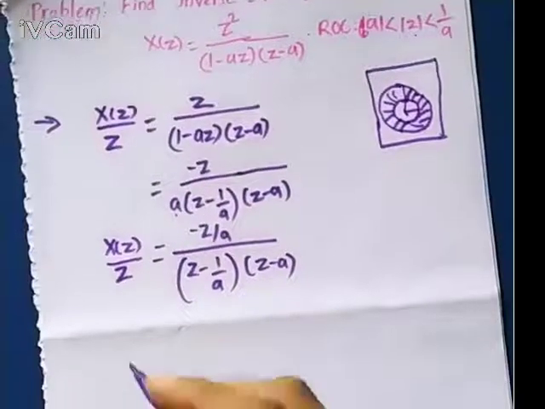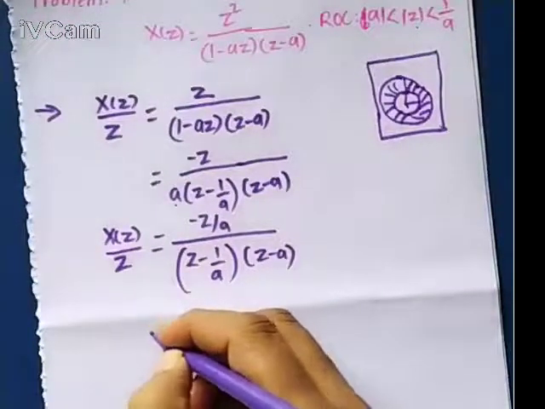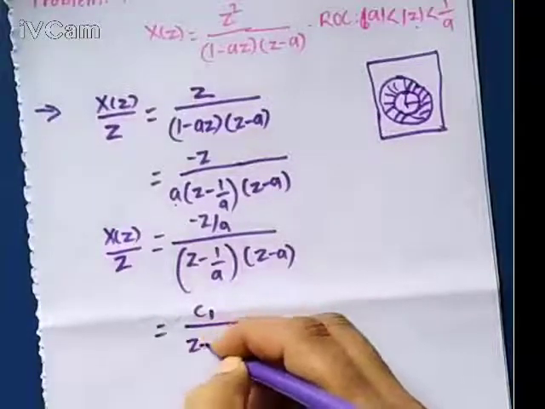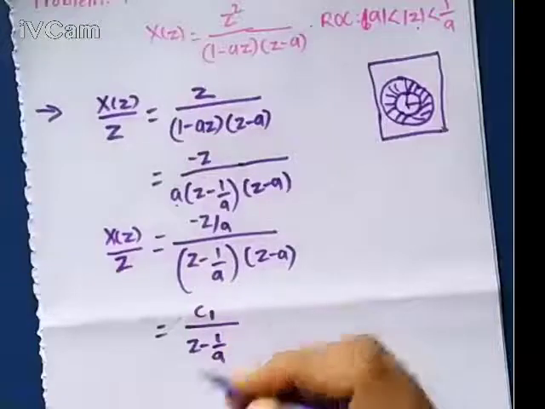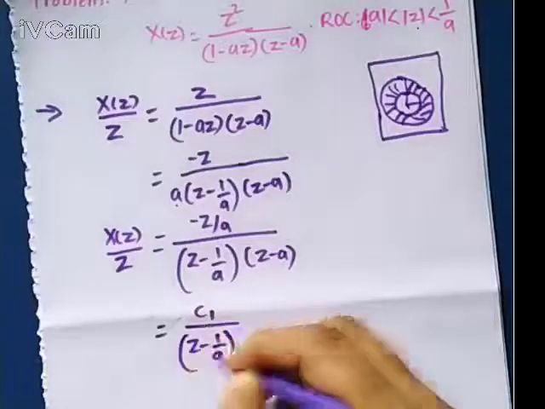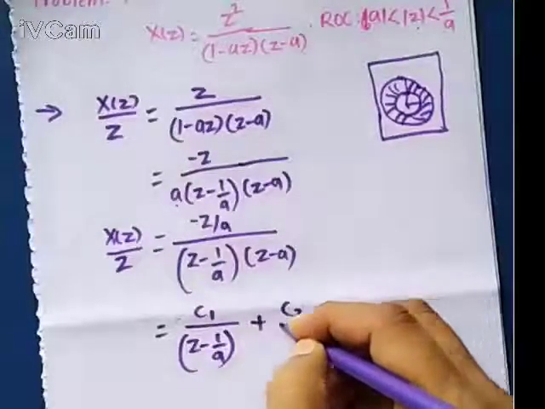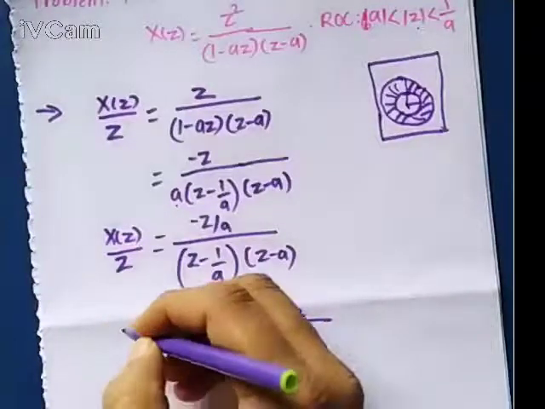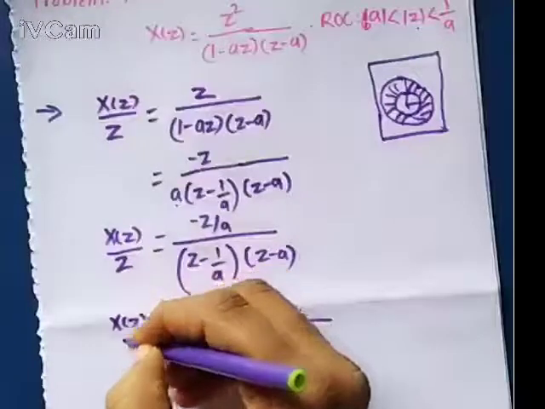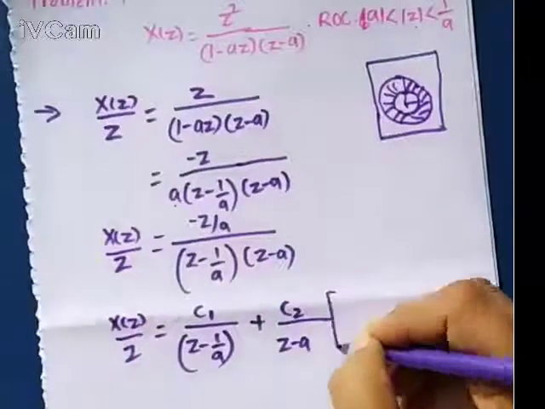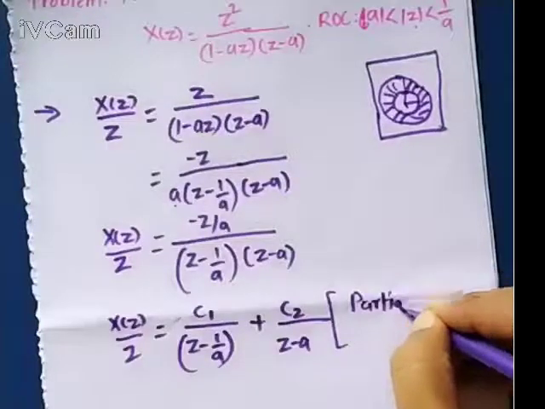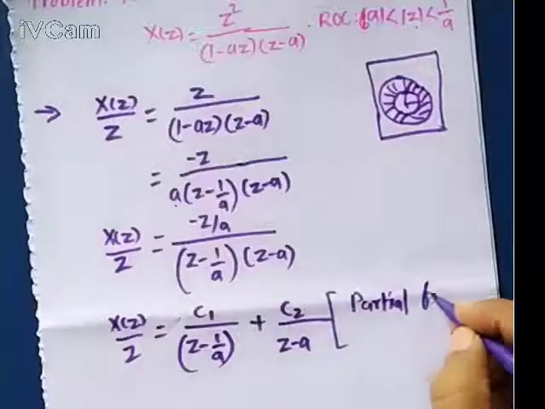तो उसको कैसे कर सकते हैं हम? This X of z by z can be represented as c1 upon (z minus 1 by a) plus c2 upon (z minus a). This is the partial fraction representation of the X of z by z.